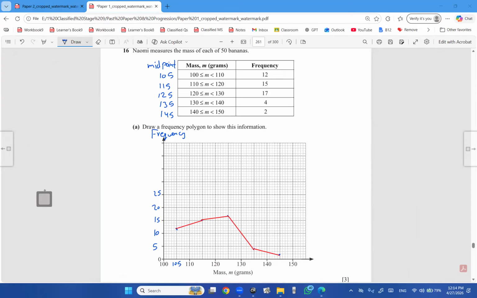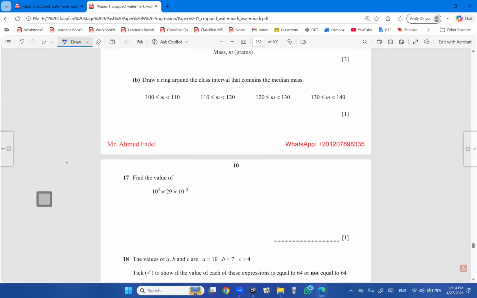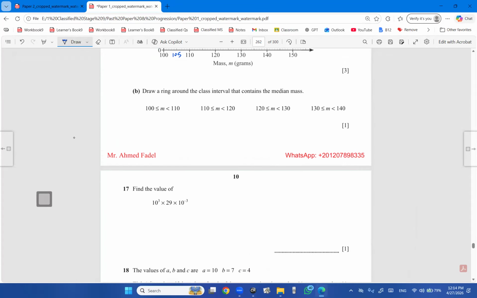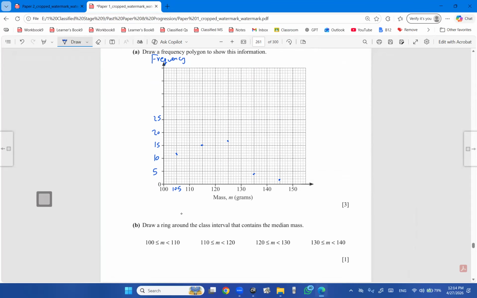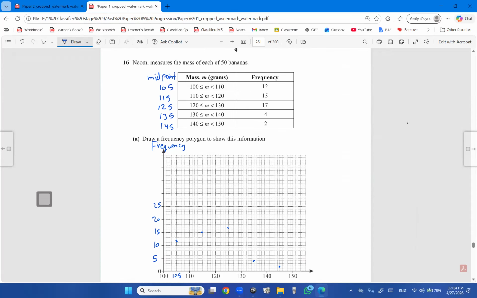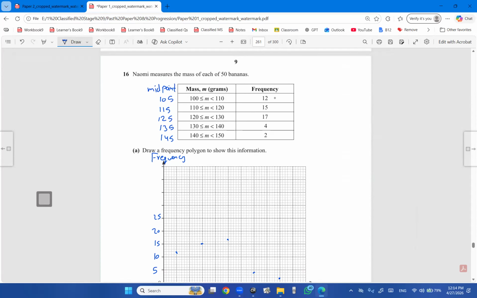I'm going to erase it. Draw a ring around the class interval that contains the median mass. The median here, what do I need to do? What is the total? 50.